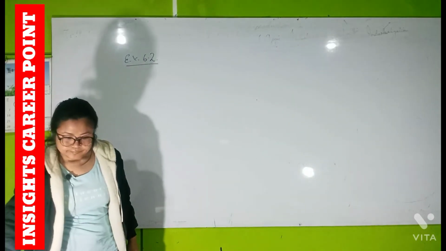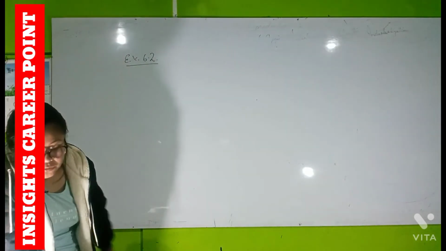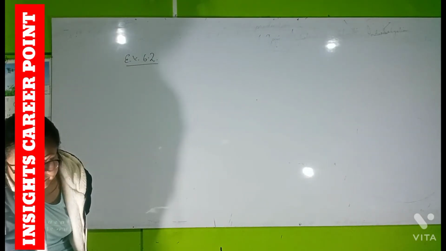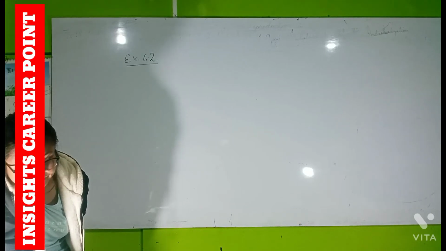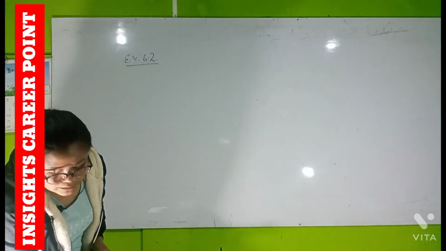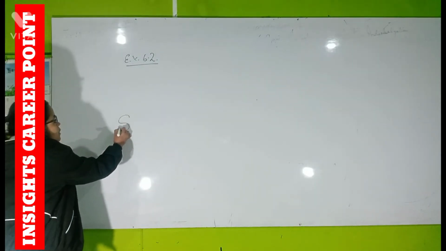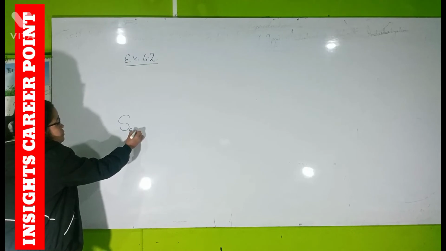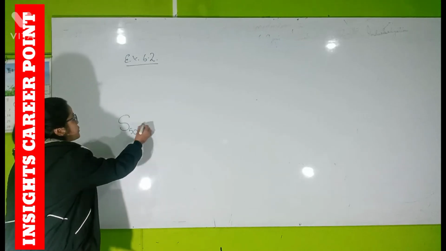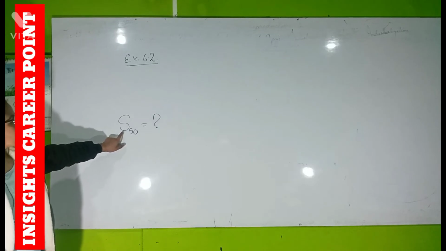Question number 12. Find the sum of the first 50 terms of an AP whose nth term is 3 minus 2n. Let's try to understand first. What the question is asking is the sum of the first 50 terms, S50.